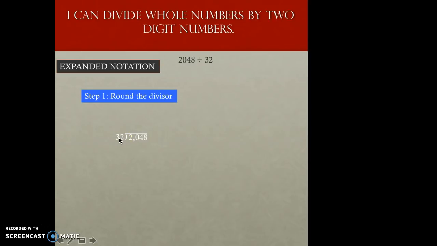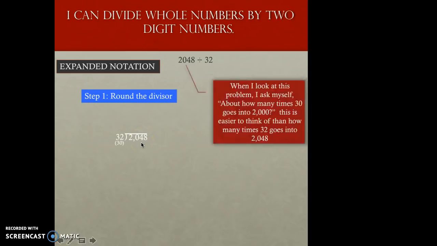Now, whenever you round down, you're going to write the number that you're using below. If I were to round this up, like if this were 36 and I were going to round it up to 40, then I'd put my 40 up here. So now I'm going to ask myself, okay, 30 doesn't go into 2, it doesn't go into 20. I'm going to be thinking about this as 200.